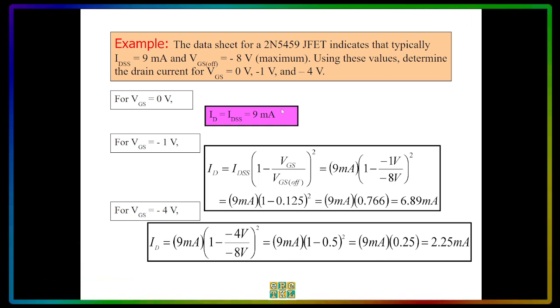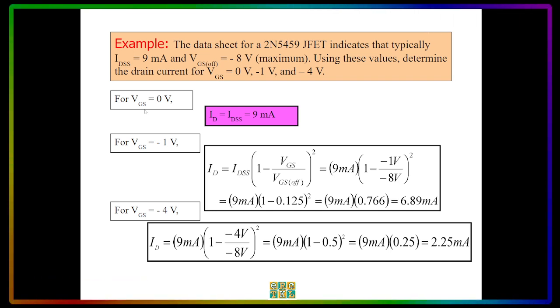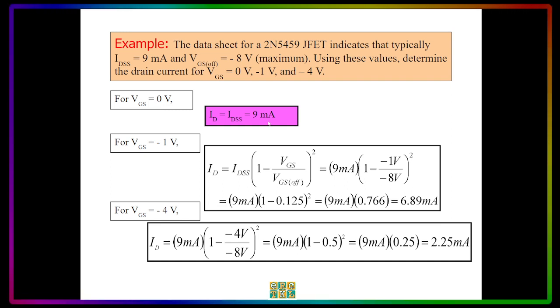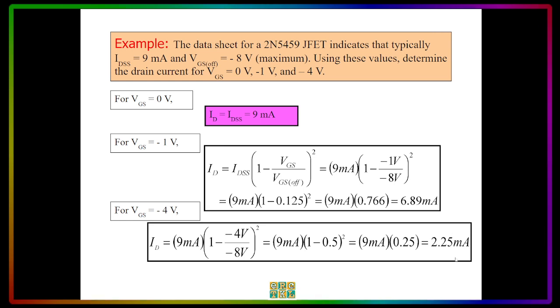So as you can see, when the VGS is 0, we have 9 milliamperes ID. When VGS is minus 1, we have the ID equal to 6.89. So when the VGS is 0, it is 9 milliamperes, and when you make it minus 1, it becomes lower, 6.89. And when it's minus 4 volts, the VGS, then the ID becomes much, much lower, to 2.25 milliamperes.